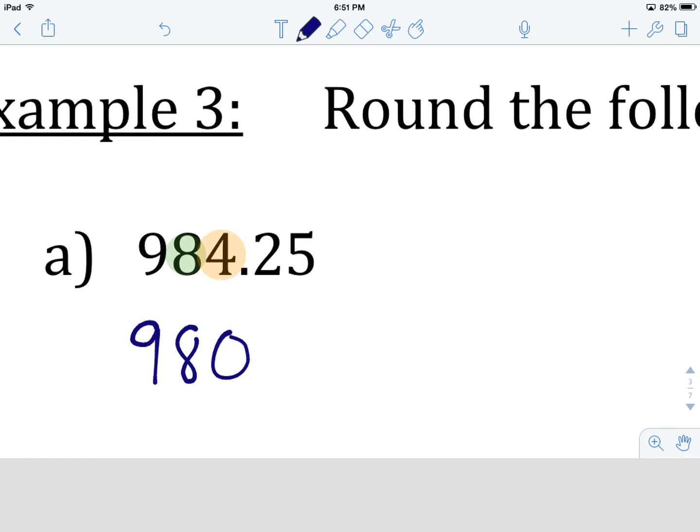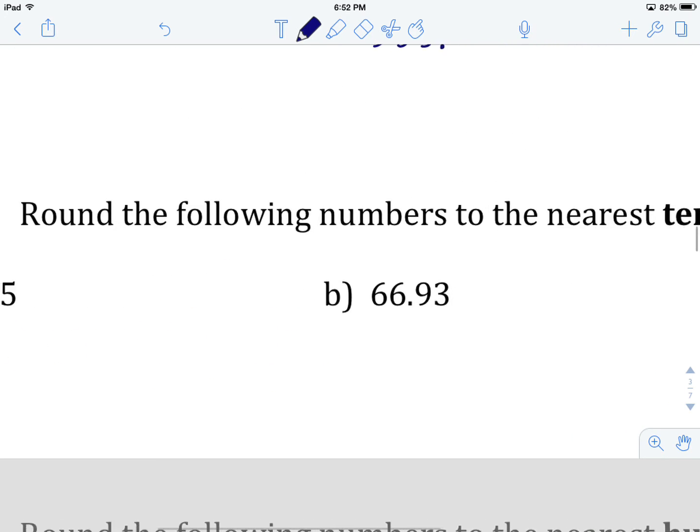980. And again, you'll notice I'm not writing the decimal, I'm not writing anything down after that. Everything after the place value I'm rounding to, it's either a 0 if it's to the left of the decimal or nothing at all if it comes after the decimal. So 980 is how we round that to the nearest 10. Let's have a look at the next example.